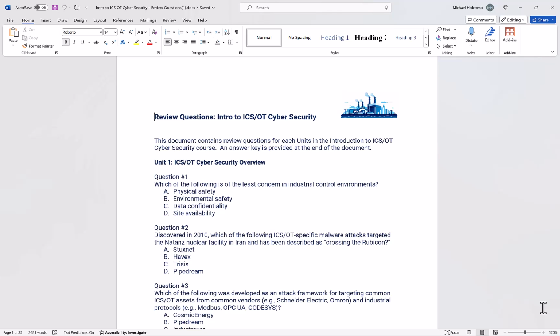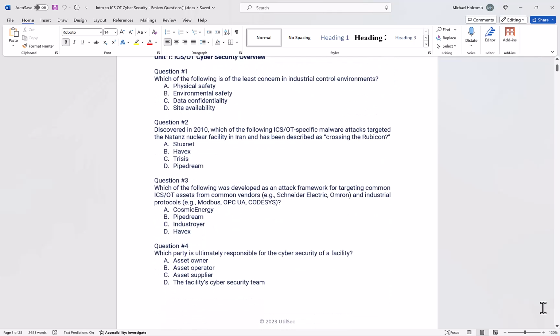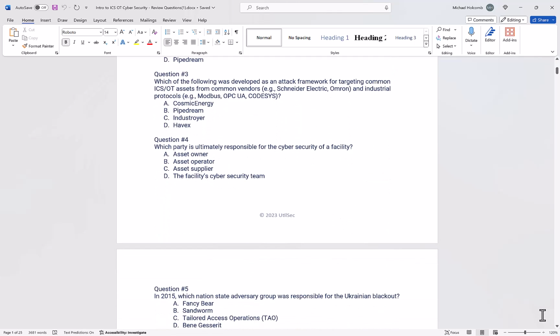So number 2 is Stuxnet. So question 3, let's go ahead and scroll on down. Which of the following was developed as an attack framework for targeting common ICS OT assets from common vendors like Schneider and Omron, and industrial protocols like Modbus, OPC UA, and Codesys?